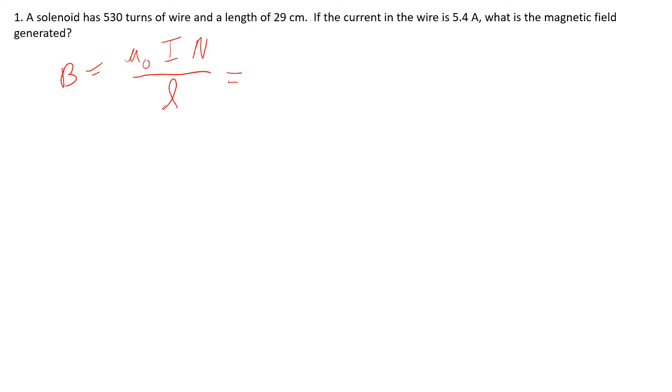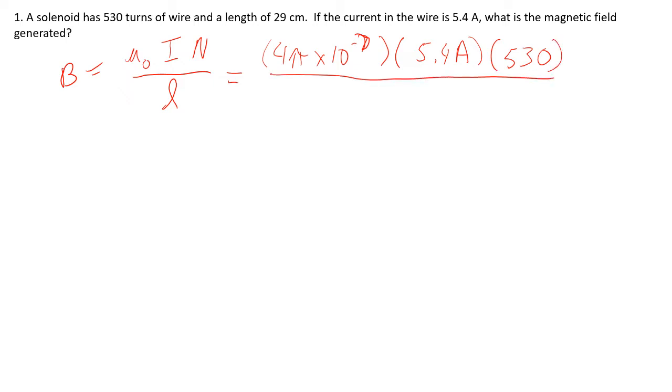So mu naught, remember, is a constant, the permeability of free space, so 4 pi times 10 to the negative 7th. Multiply that by the current, which is 5.4 amps, times number of turns in the wire, which is 350. All that over the length, which is 29 centimeters. Remember, that has to be converted to meters, so it should be 0.29. We multiply all that out, we get our magnetic field equal to 0.0124 Teslas.